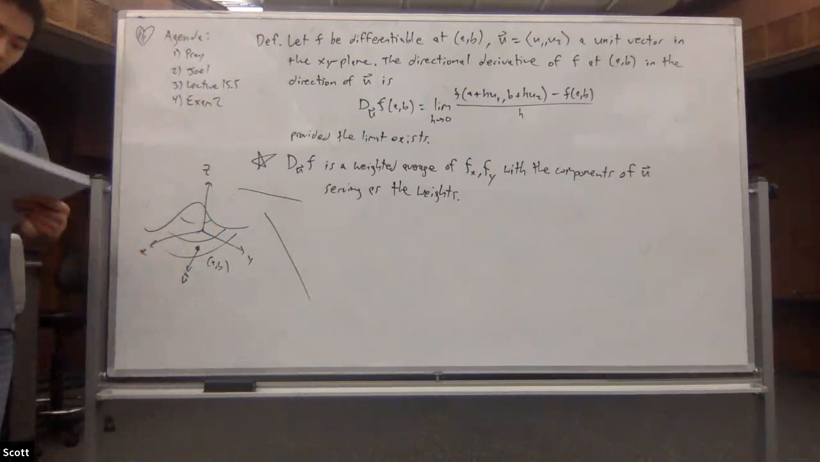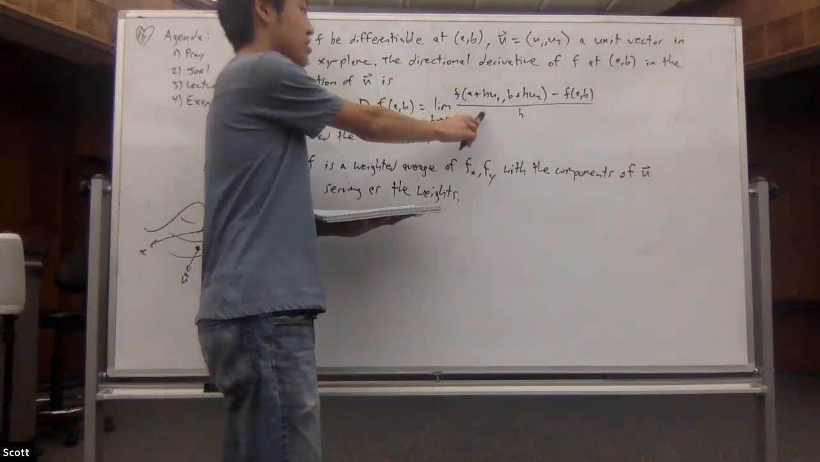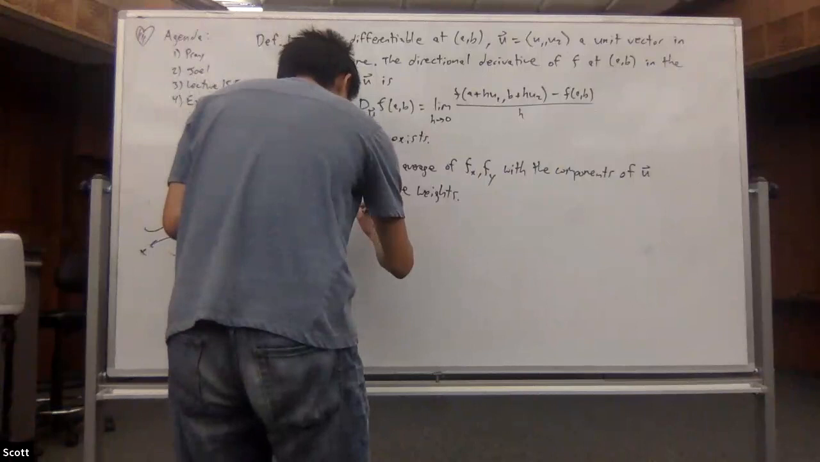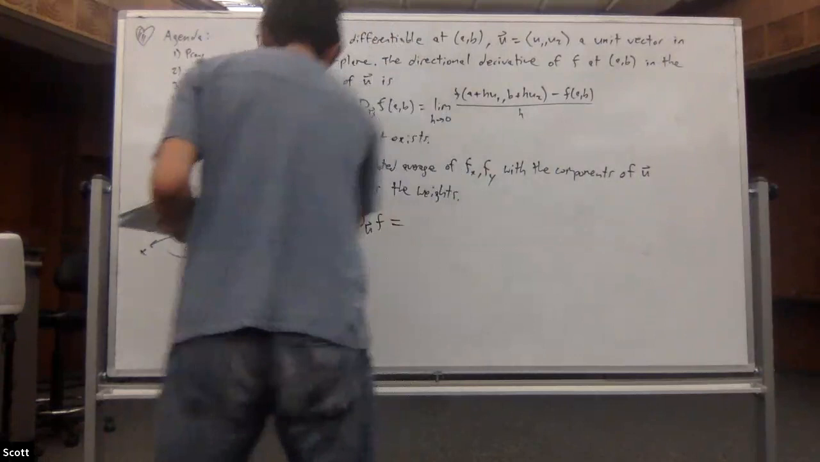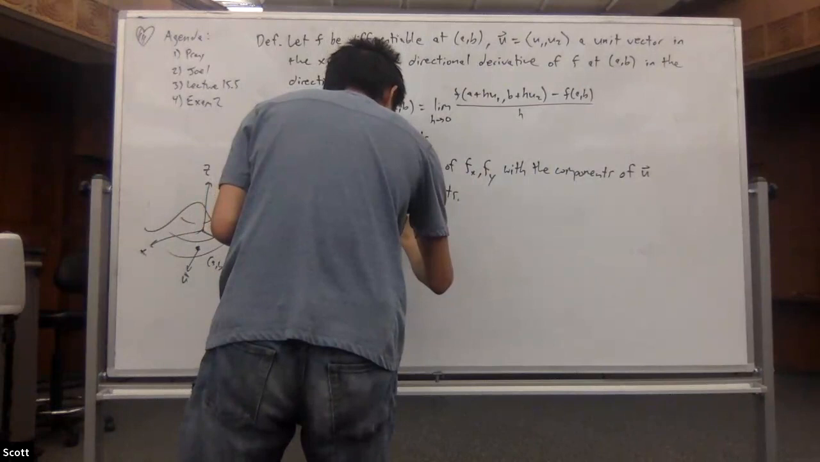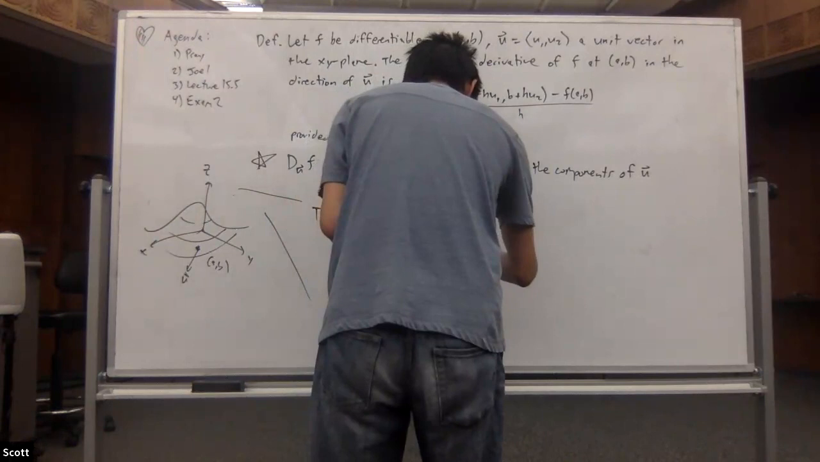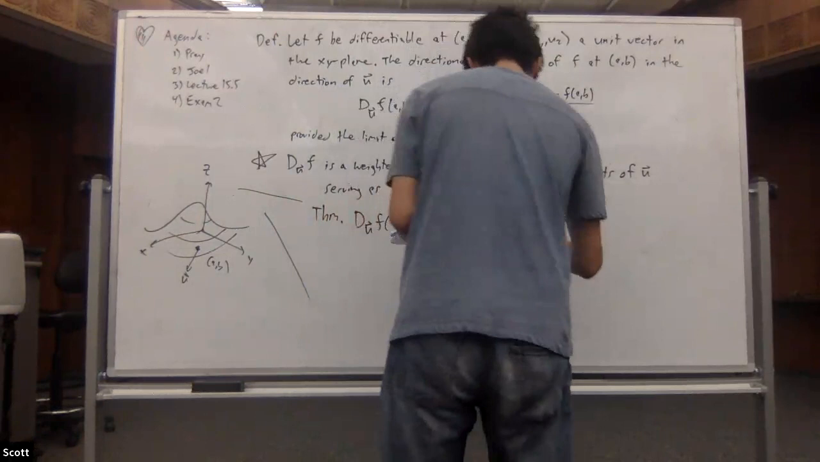Okay. So practically speaking, because you're not going to be using this every single time, here is the theorem that we're going to improve on, but we start with this. So it's the Duf. I'll specify a point, actually. If you're evaluating this specifically at the point (a, b), this is going to be a vector: fx evaluated at (a, b), fy evaluated at (a, b), and then take the dot product with your unit vector.